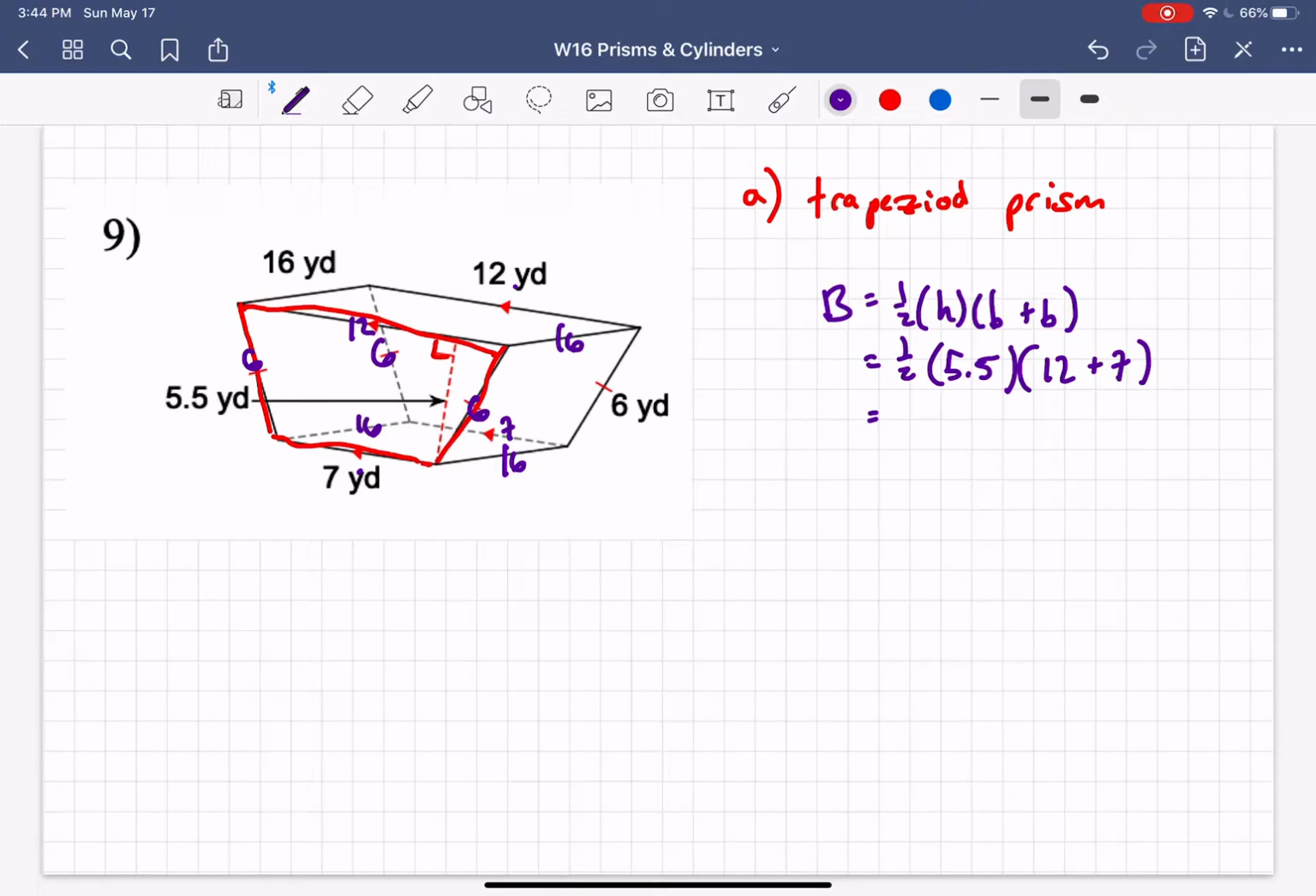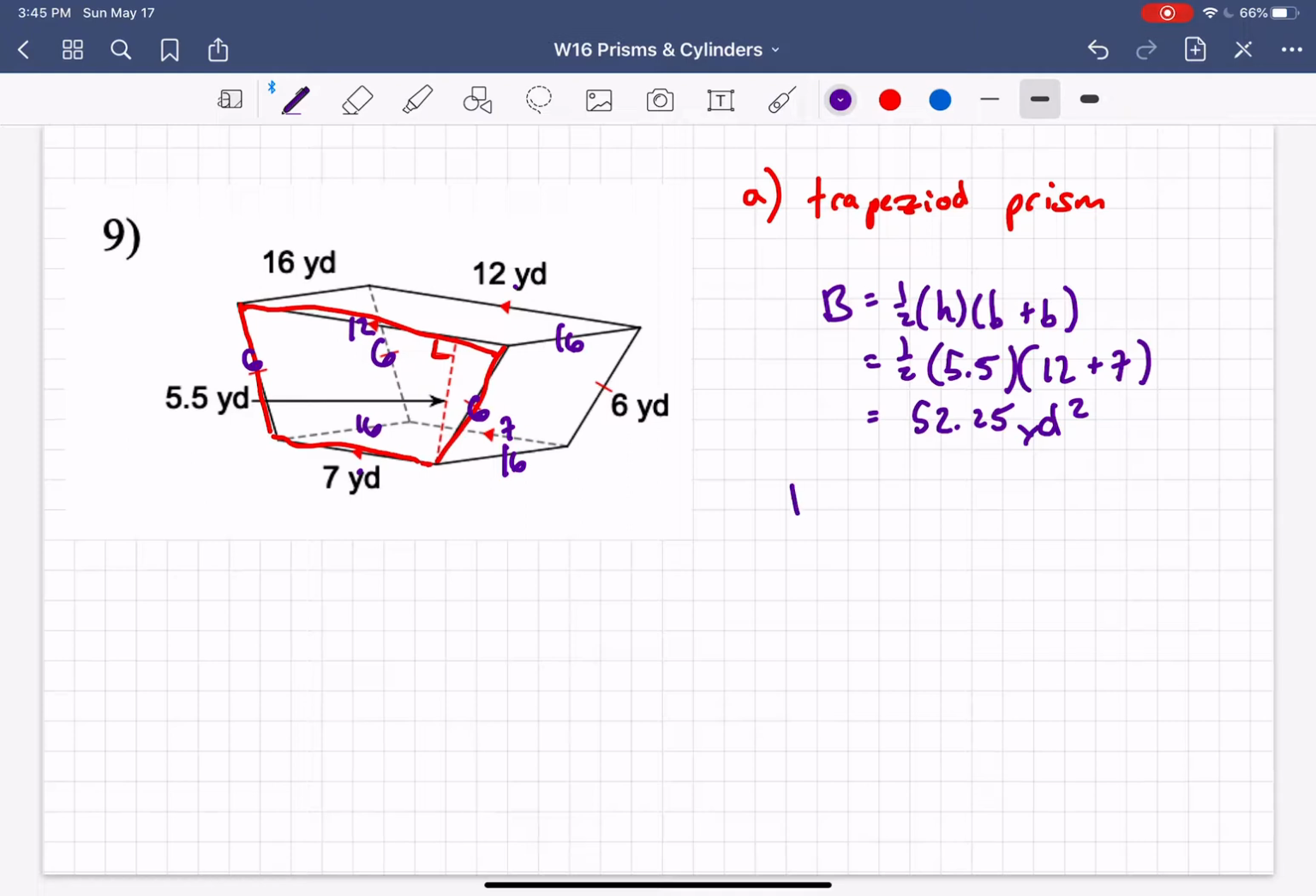So here we're going to have a messy number. So let me do this in the calculator. We have 1/2 times 5.5 times 19. So we have 52.25 is the area of the trapezoid. So that would be in square yards.